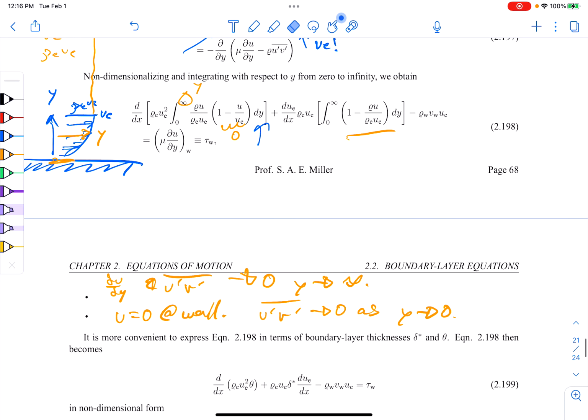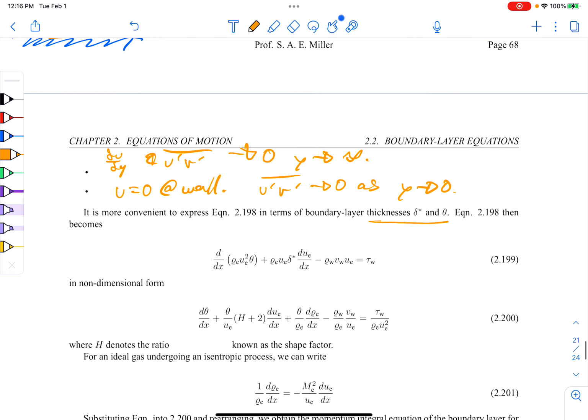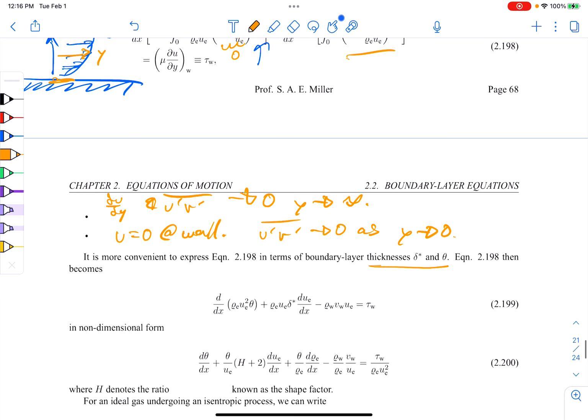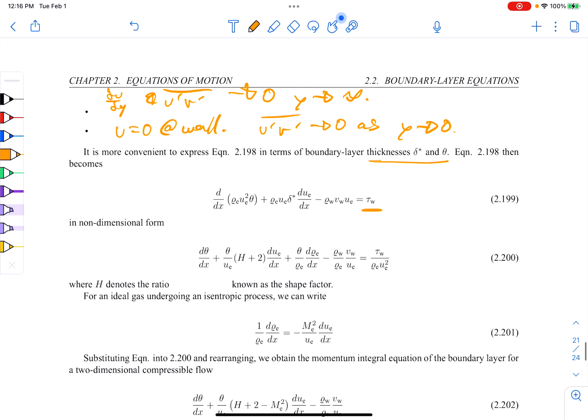Okay, so if we take 1.298, we can write it now in terms of the boundary layer thickness and theta, like a momentum thickness. And so this equation here, 1.98, can be reduced to something like an expression for the shear stress at the wall if we integrate across the boundary layer.